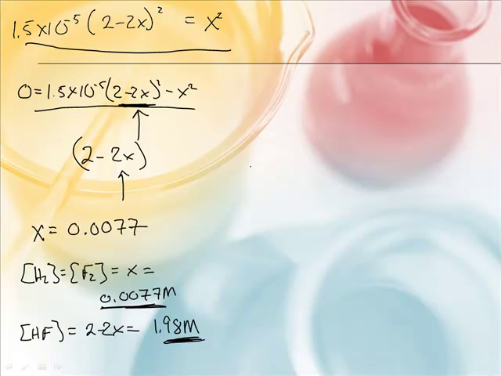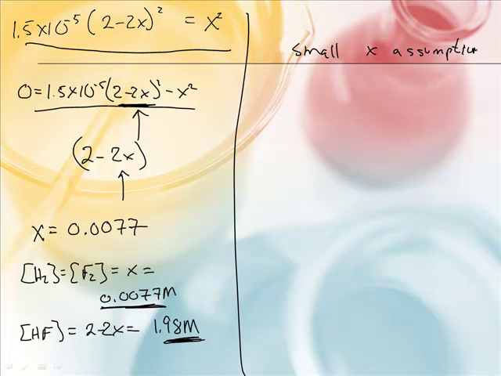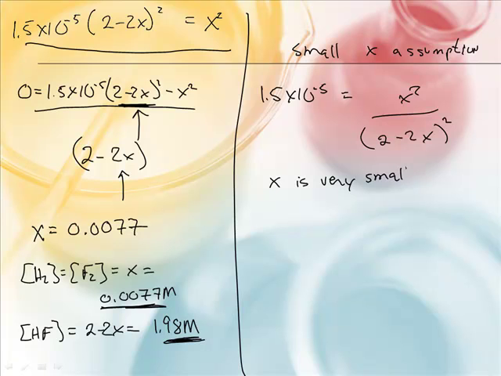So Mr. Sams, what would you do? Well, it's something called the small x assumption. Let's go back to the original setup, where K equals products over reactants. So 1.5 times 10 to the negative 5 equals x squared over 2 minus 2x. The small x assumption basically tells you that the amount of the initial that you're going to lose is very, very small. So x is small, and we just ignore that 2x term. Then you just write 1.5 times 10 to the minus 5 is equal to x squared over 2 squared.